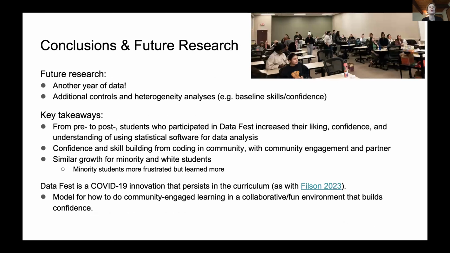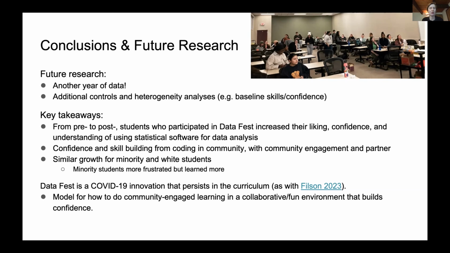So I'll just end with a few conclusions and thoughts about where this research is going. We do have another year of data, so we're going to try to add that to the analyses and then have a working paper drafted. And we want to do some additional controls and heterogeneity analyses, for example, by baseline skills or confidence, particularly to see if there are any interesting patterns there.